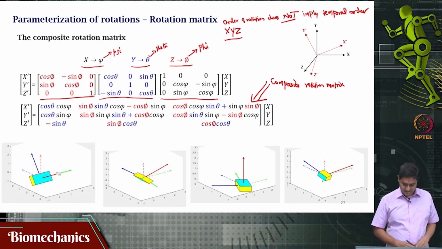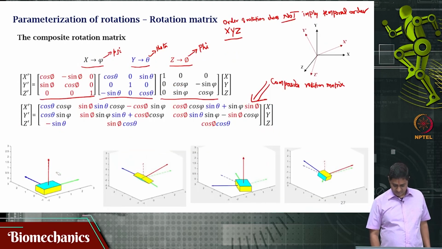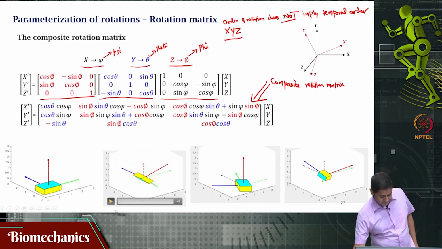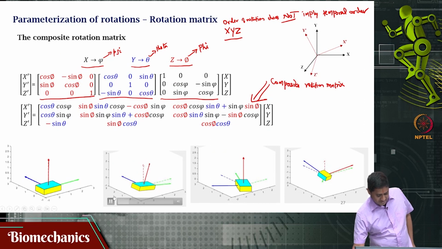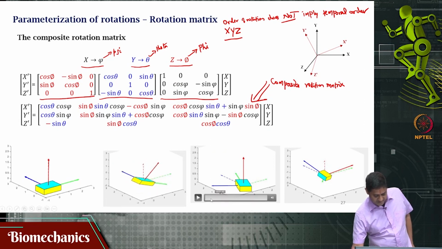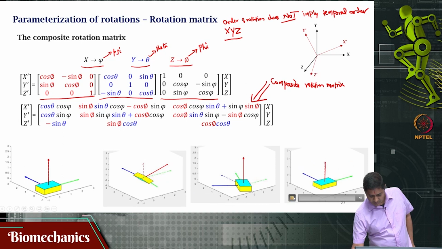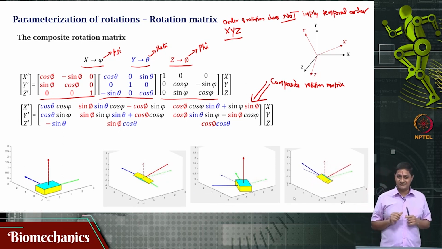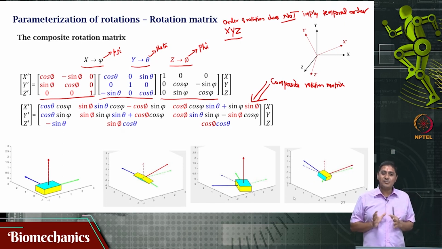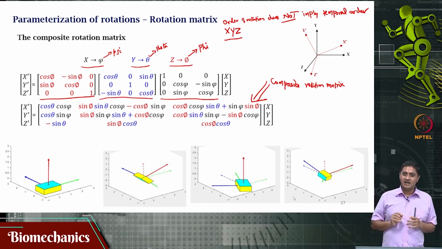In the second case, it is happening about the blue axis, and in the third case it is happening about the z, about the red axis, right. Now, what about this one? This is the composite rotation that we are speaking about. This combines rotation happening about all the three axes.